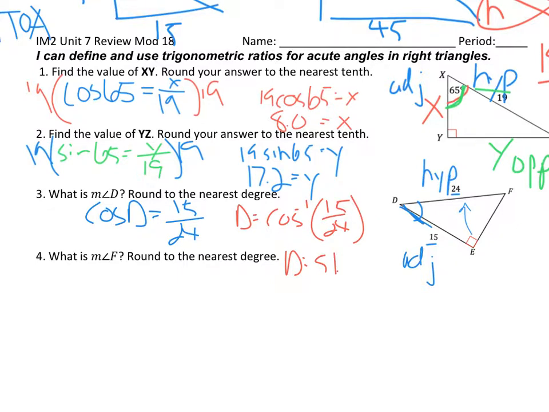51.31. It says to the nearest degree. So then our nearest degree would be just 51, because 0.3 would be a tenth place. We just want the degree, so it's just 51.